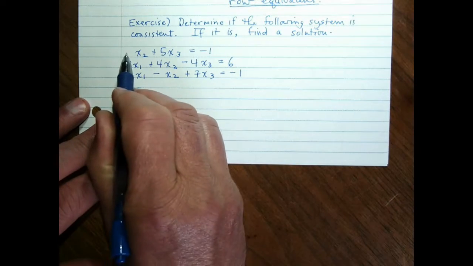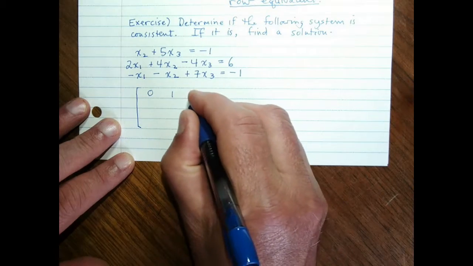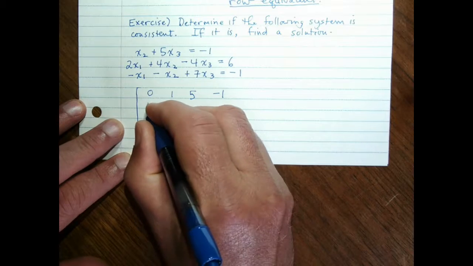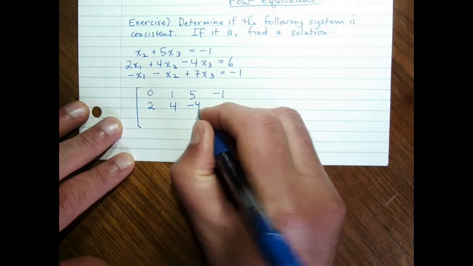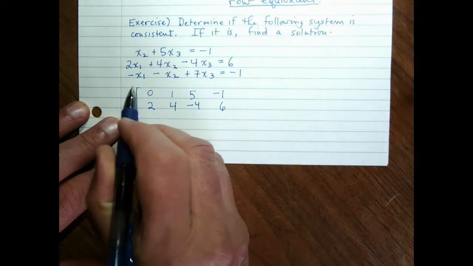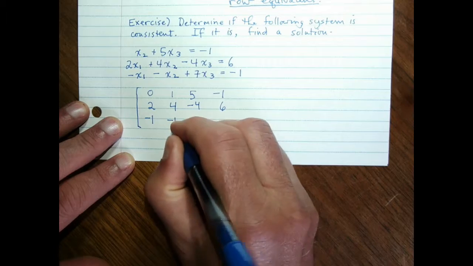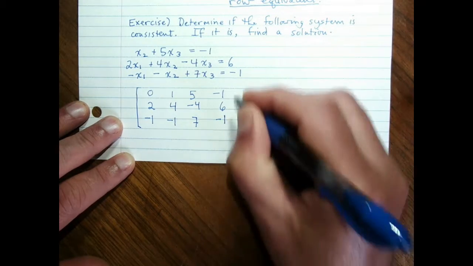So the coefficient of x1 in the first equation is 0. So I got 0, 1, 5, constant on the right is negative 1. Then 2, 4, negative 4, 6. For my third equation, I have negative 1, negative 1, 7, negative 1.